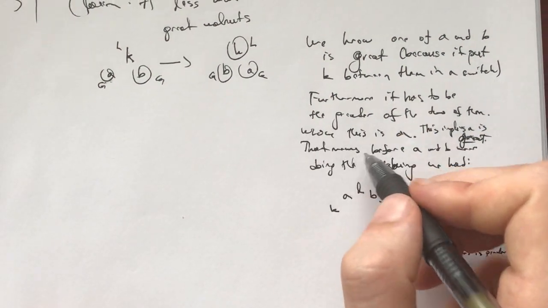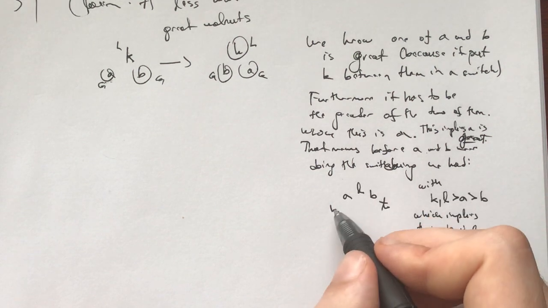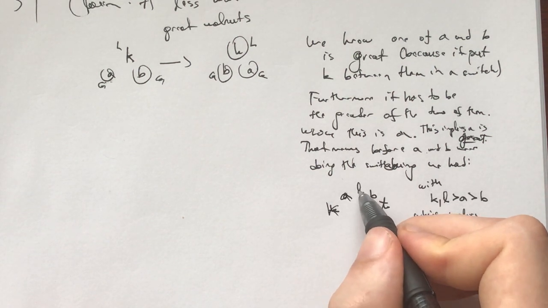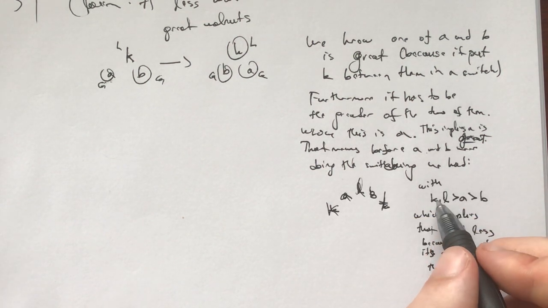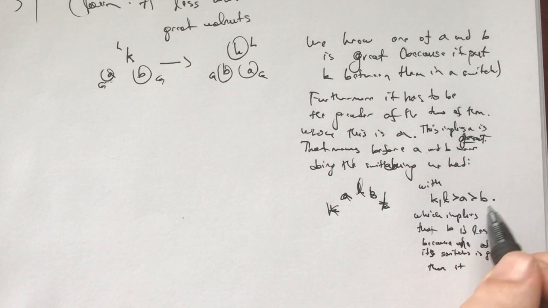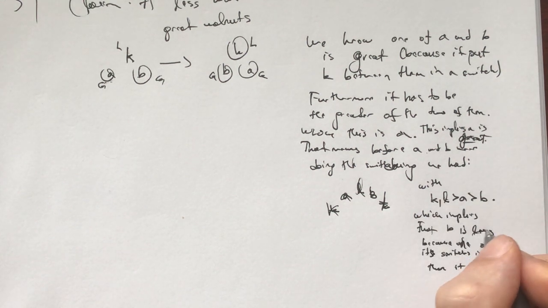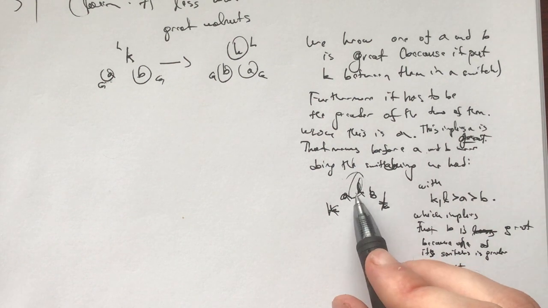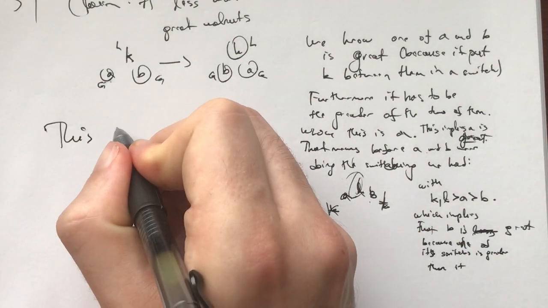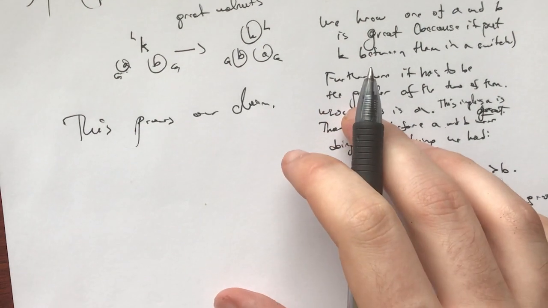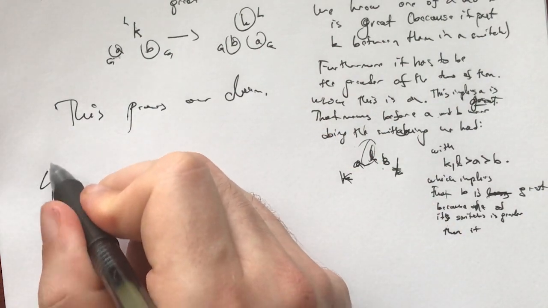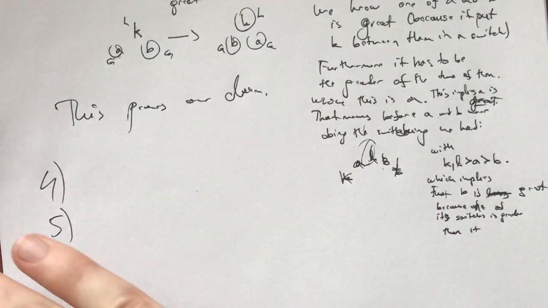And now that means before A and B were doing the switching, we had this sort of situation, A, L, B, T, with K, L greater than A greater than B, which implies that B is also great, because it has a number greater than it. This proves our claim.